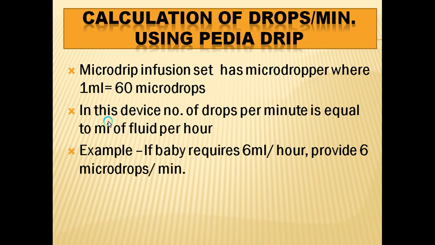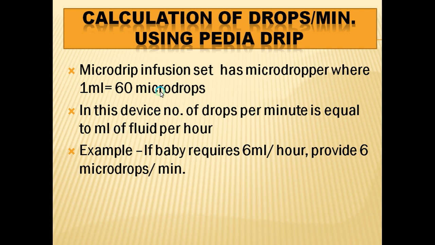So in this device, the number of drops per minute is equal to ml of fluid per hour. Suppose you count 6 drops, that means 6 ml the baby will be getting in 1 hour. I think the concept is clear. 1 ml is 60 micro drops. So we have a formula for how to calculate, I will show you in this subsequent slide.